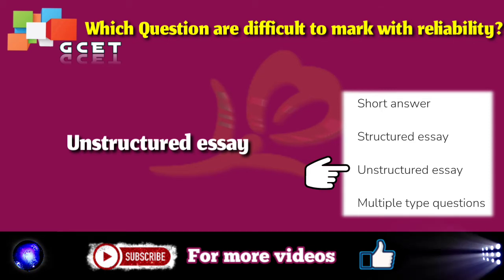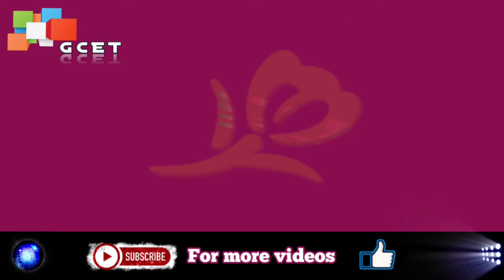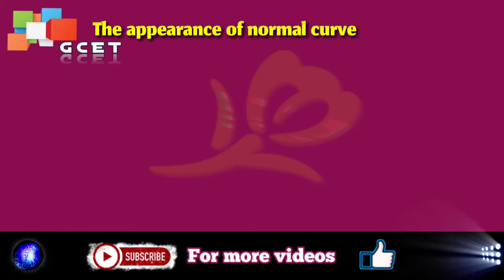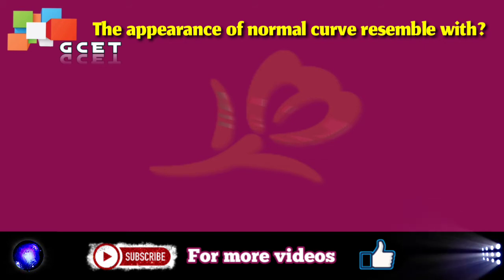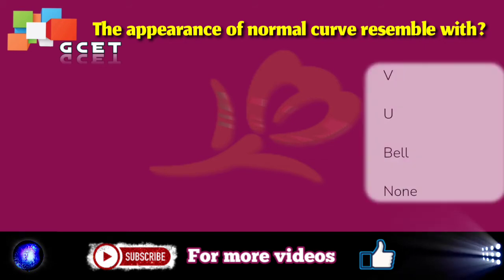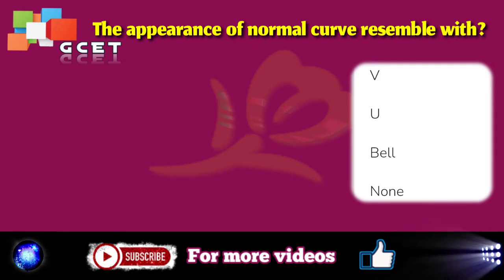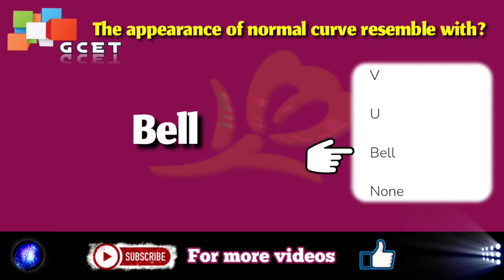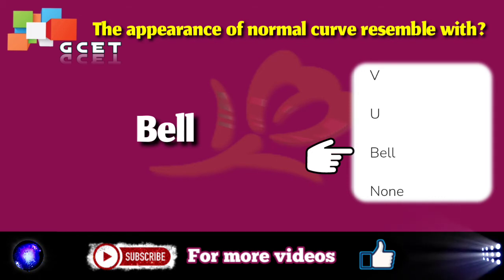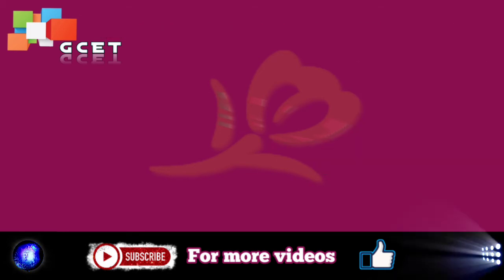The next question of this slide, as you can read here, the appearance of normal curve resembles with. Some options are given below: V shape, U, bell, and none. The right answer of this MCQ is bell. These all MCQs are related to educational pedagogy. Now we will move on to our next question.